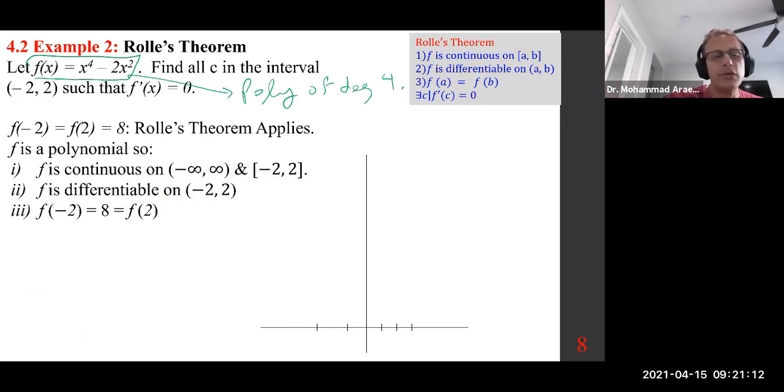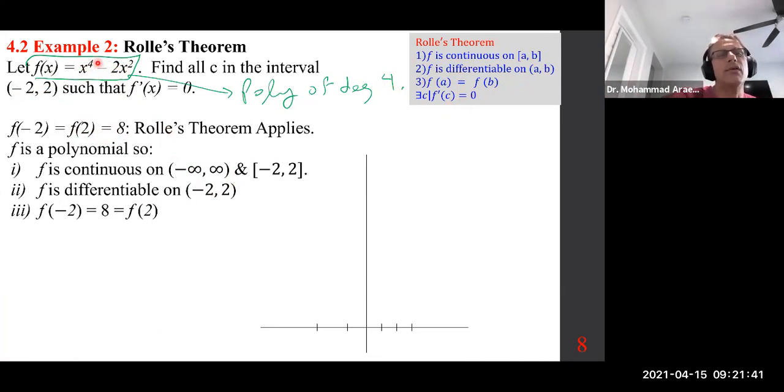Now, for Rolle's theorem, everybody, we have to show f of a equals f of b. We have to plug in -2, this is a. We have to plug in b, or 2. They happen to be identical. Either one results in 8. So we have the first one, we have the second one, we have the third one. If we have all three, then somewhere in between f prime must be equal to 0.